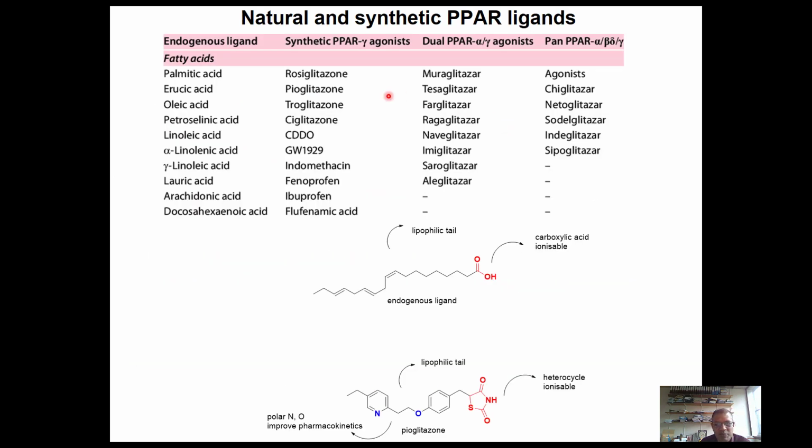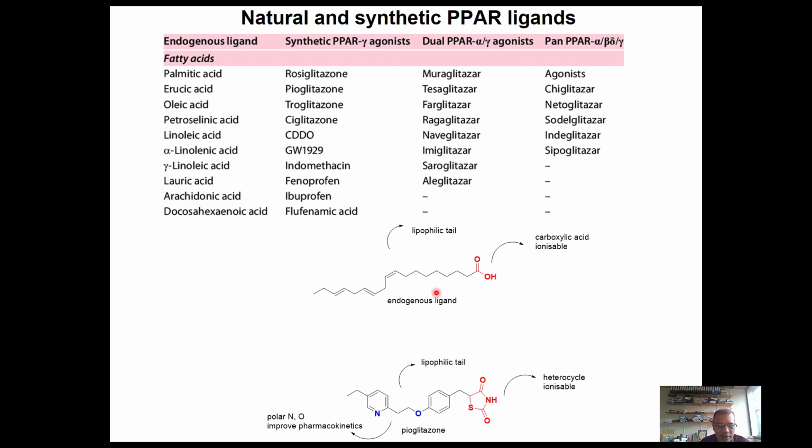And within the PPAR family, there are different isoforms of these receptors. So there's PPAR alpha, beta, gamma, and delta. And the delta is particularly associated with diabetes. And these receptors can be bound by various fatty acids, as shown here. And now there are also synthetic drugs that will also bind with high affinity to these receptors.